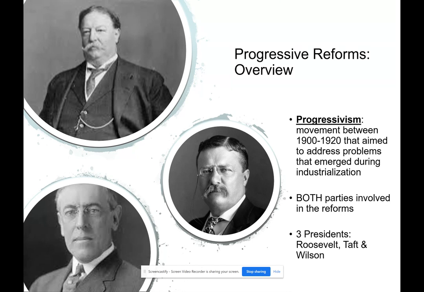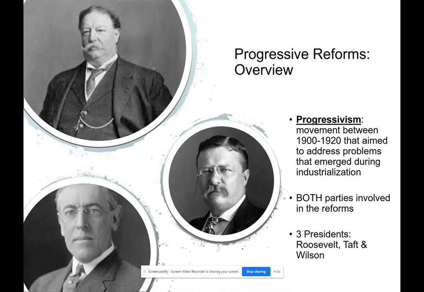I'm your instructor, Ms. Lojano, and today we are going to be looking at an overview of the progressive reforms. So you'll see on the right that progressivism was a movement between 1900 and 1920 that aimed to address problems that emerged during industrialization, immigration, and urbanization.